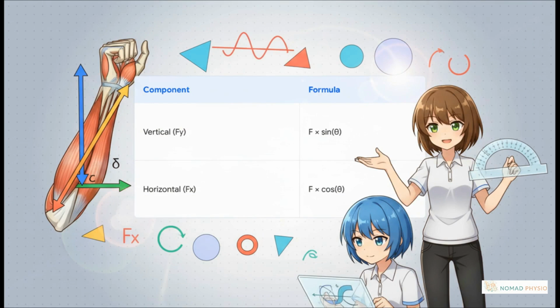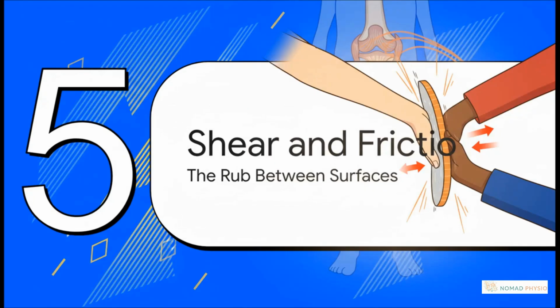So, how do we find out exactly how big those component forces are? Well, we use some basic trigonometry. Now, don't worry about memorizing the formulas right now. The big takeaway here is that these relationships let us precisely calculate how much of that angled muscle pull is actually turning the bone and how much is just stabilizing the joint. It's incredibly useful.